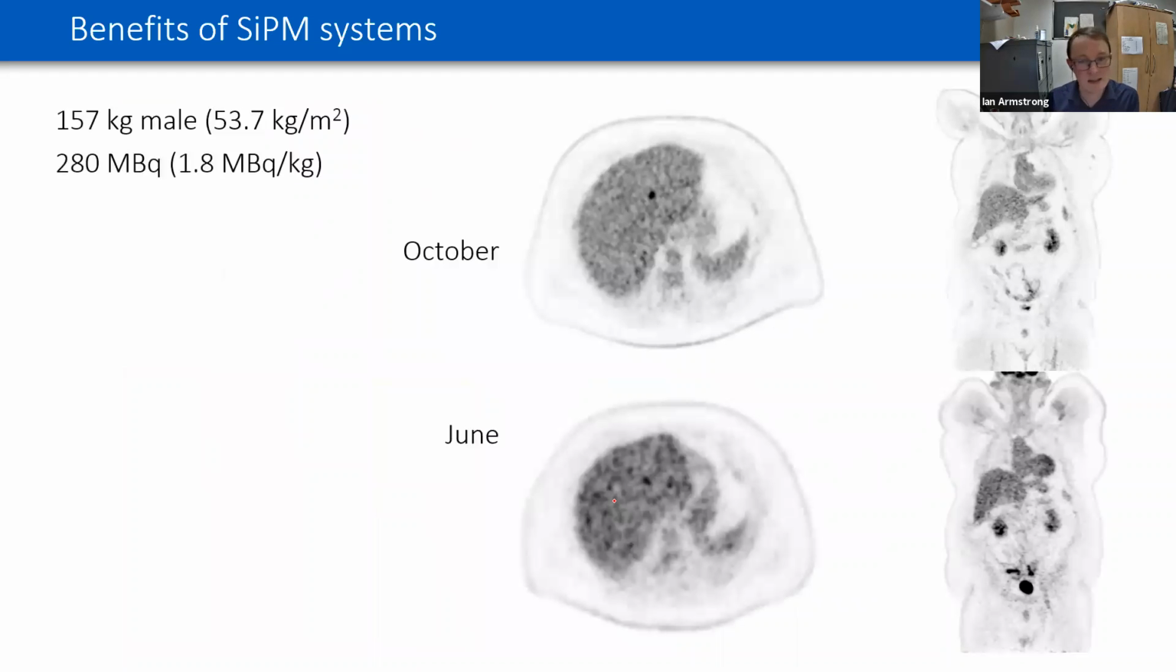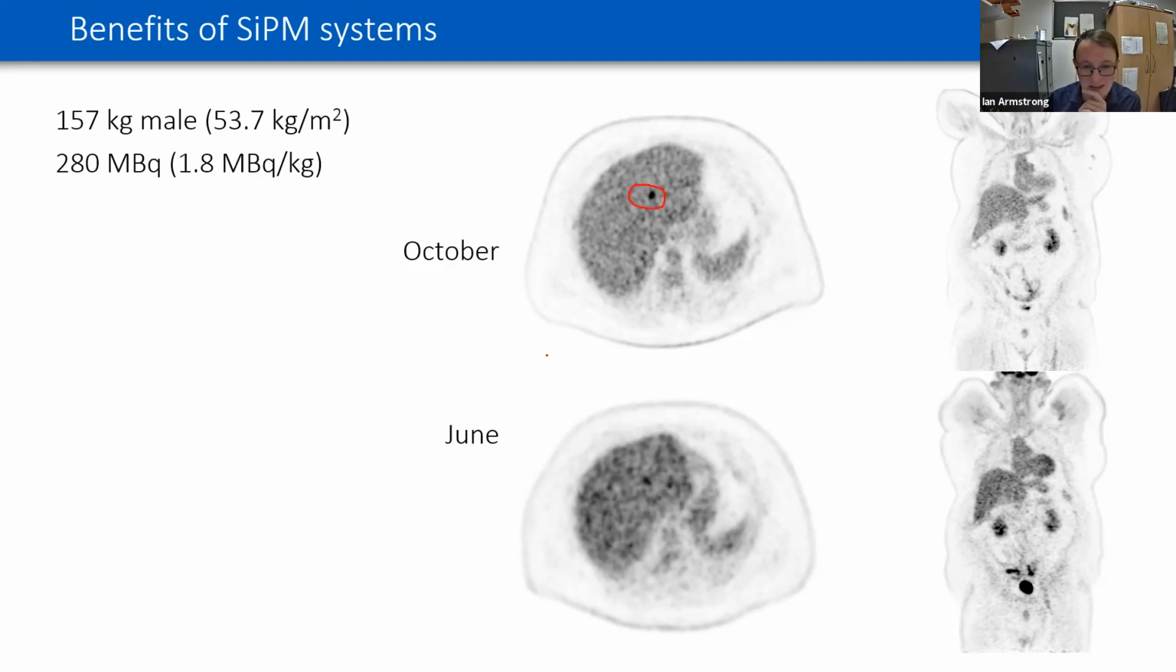This is always a nice slide to show. I think this was the second day of scanning when we had the Vision. One of our consultants came round to the office and said, "Oh, Ian, you've got to see this. This is fantastic." So on the top here is a patient measured on our scanner in October. A very large patient, 157 kilograms, but given 280 megabecquerels, equating to 1.8 megabecquerels per kilo. And we can see very clearly the uptake in the liver.